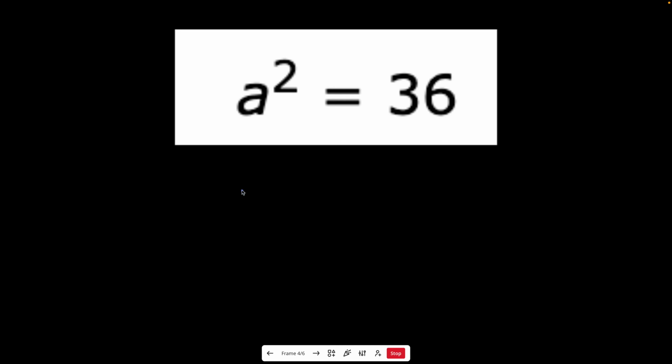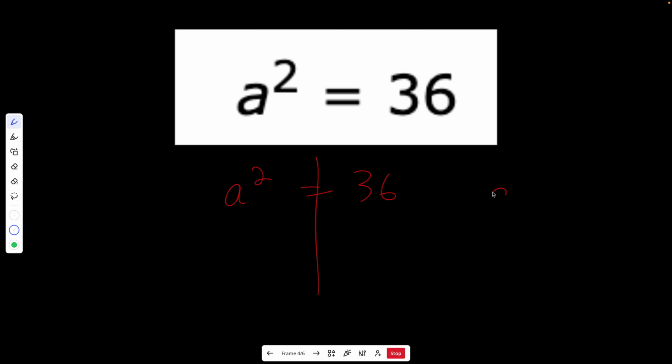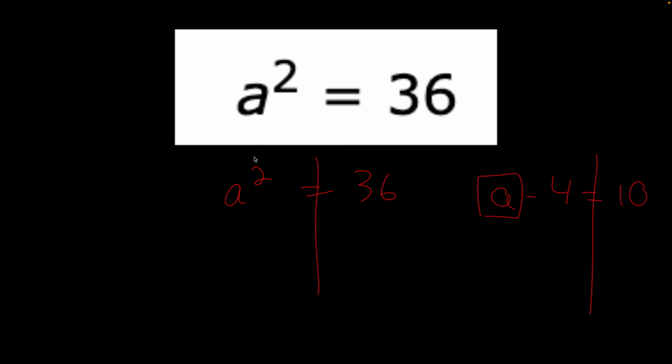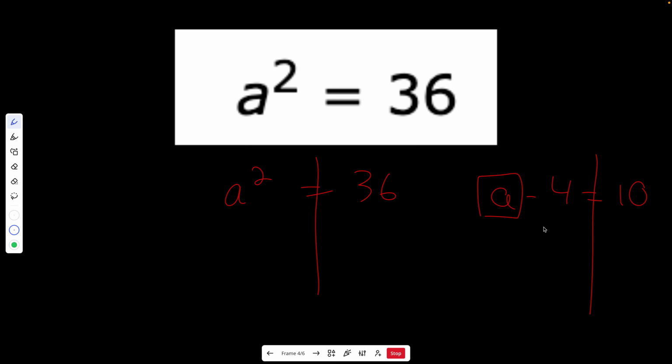So here we have an equation: a squared equals 36. If you remember back to solving simple equations, the goal is to get the variable by itself. So I want to get this a by itself. I need to move this exponent of 2, this power of 2, to the other side. In equations, remember, we always do the opposite.